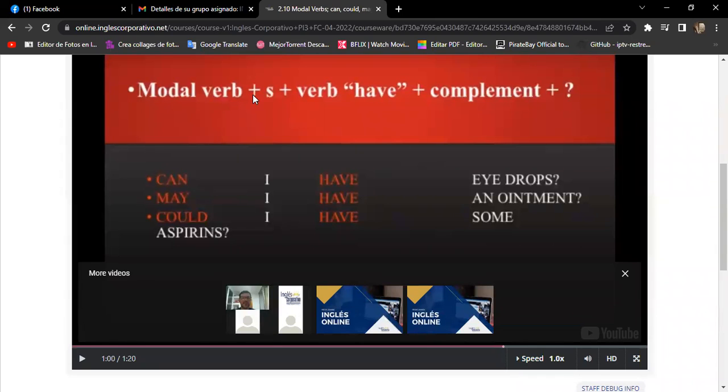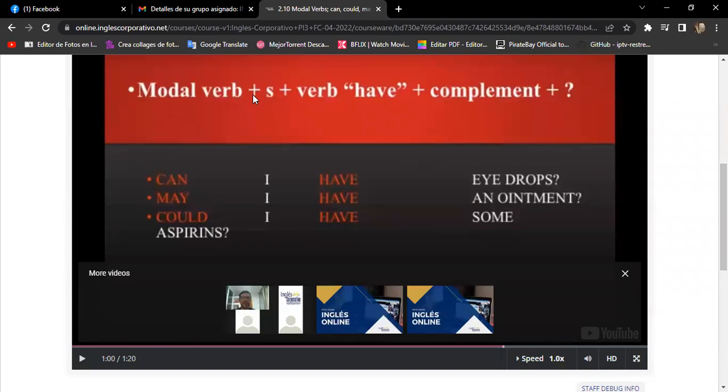A mí solo me queda la duda que call lo vamos a usar cuando estamos hablando del pasado. ¿Pero cuál pasado? No sé, por ejemplo. Okay, yes, listen. Pero terminemos can right now.